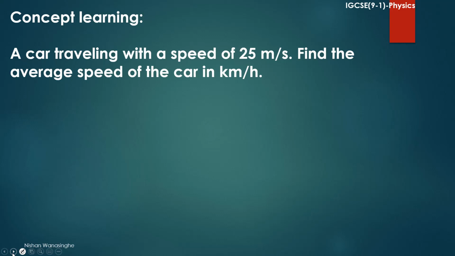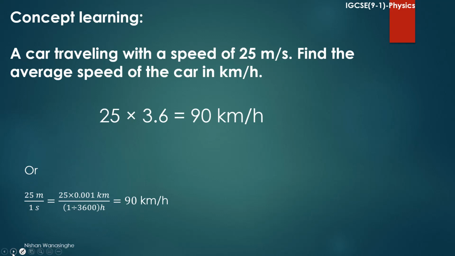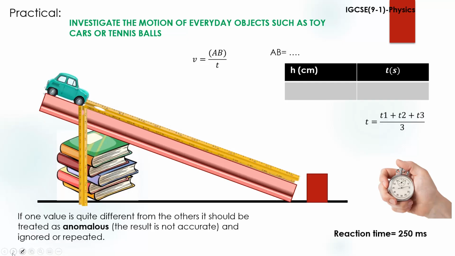A car traveling with a speed of 25 meters per second. Find the average speed of the car in kilometers per hour. So 25 into 3.6, very easy, 90 kilometers per hour. Or other way, you can use the long method. 25 converts into kilometers, then 1 second converts into hours. Same answer you get, 90 kilometers per hour.